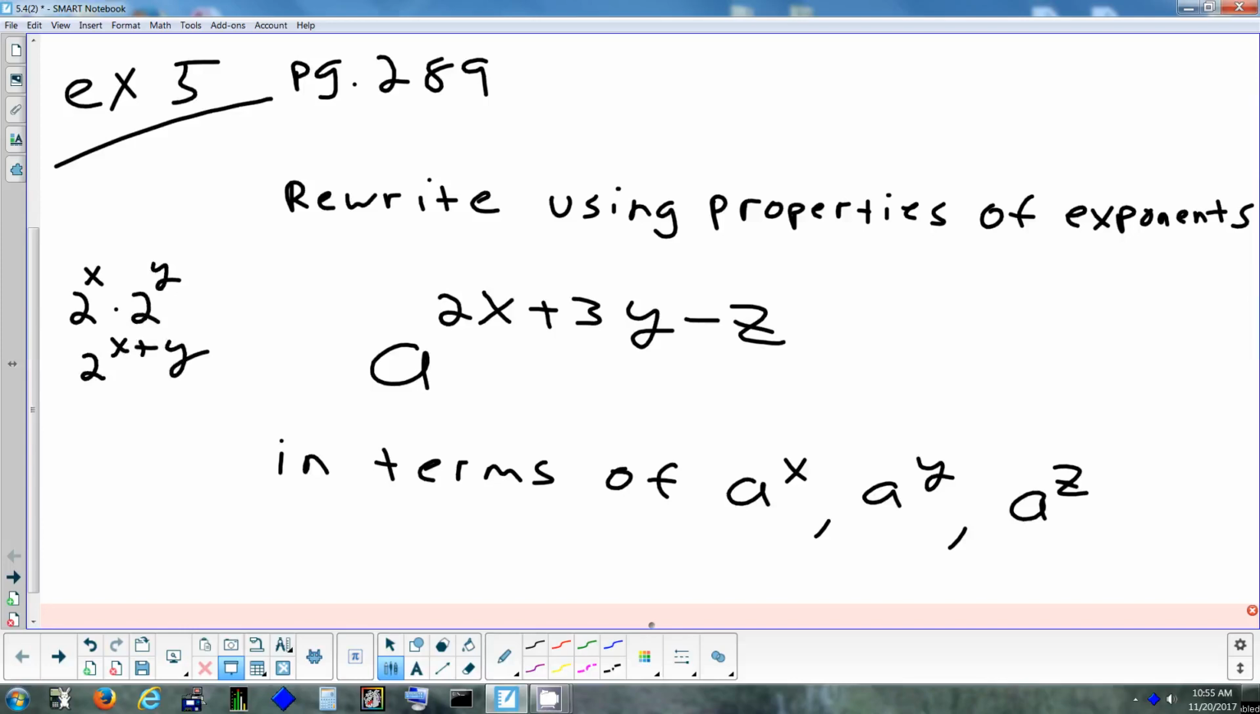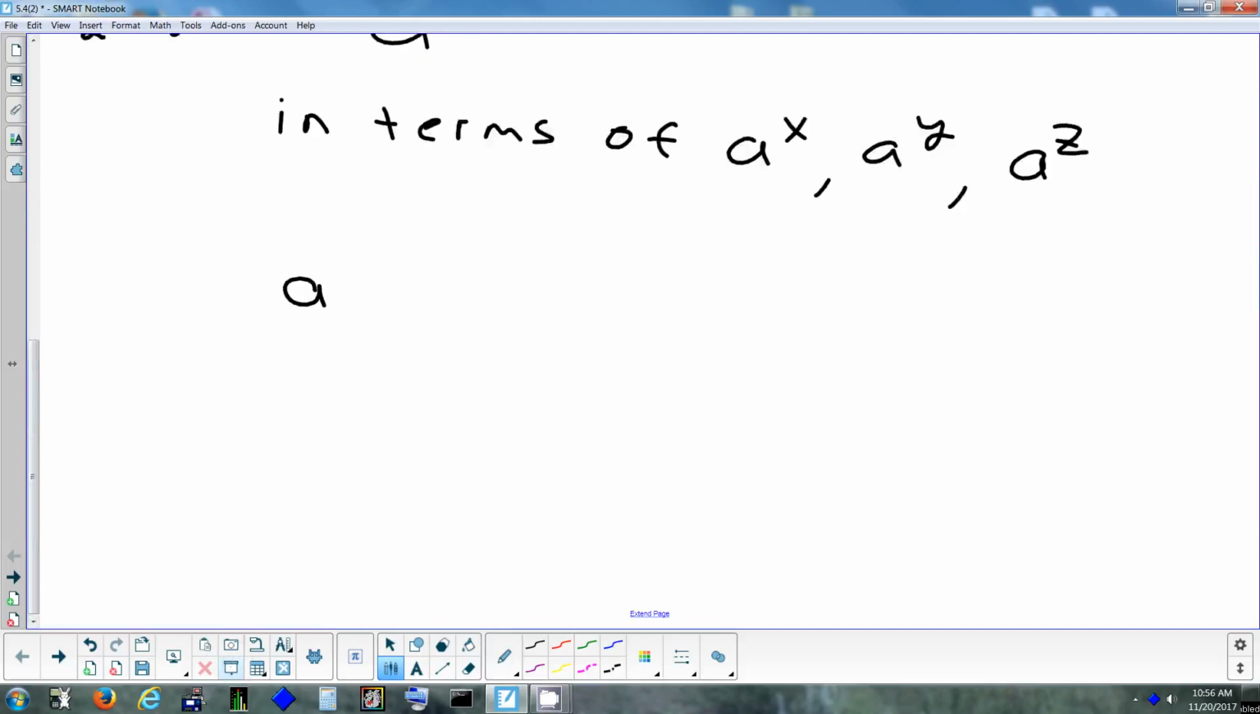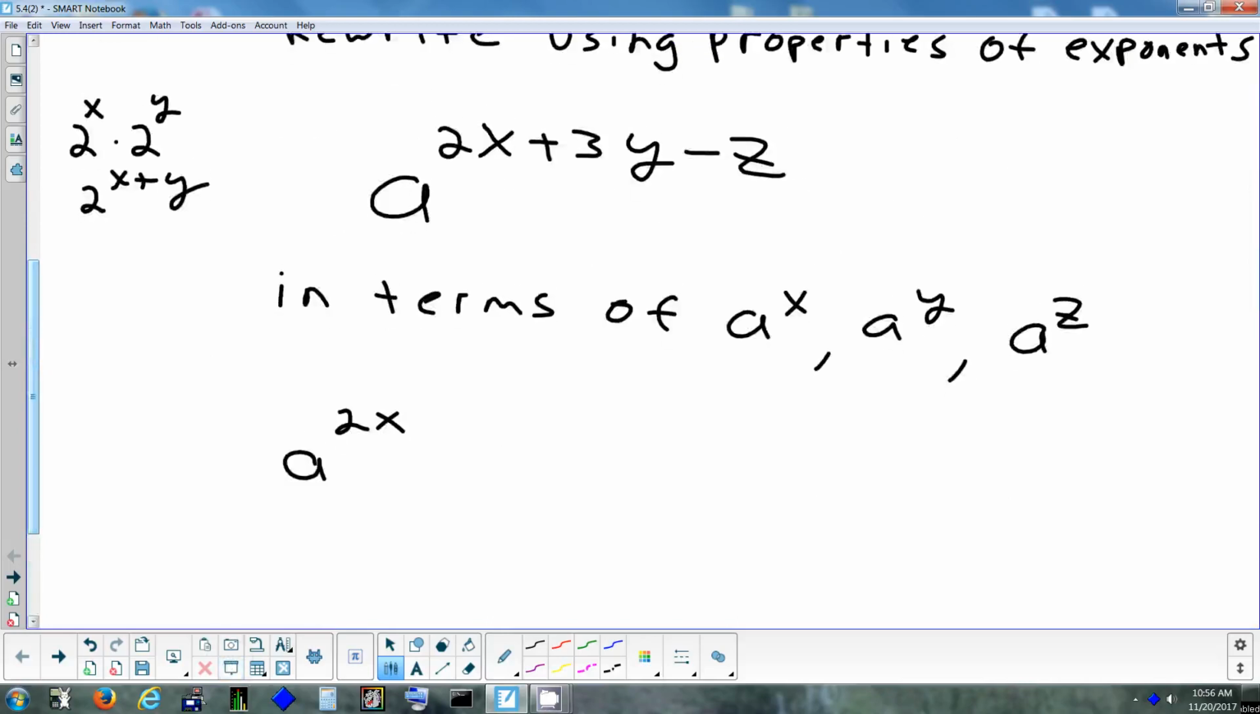All right, so let's do that idea with the first part. We have a to the 2x, so it's basically like what I just did, plus 3y. So if I want to start to separate this out, it would have been a to the 2x. And what would be next to that? So I would do plus 3y in the exponent. Scott? It would be a to the 3y. Yeah, times a to the 3y.